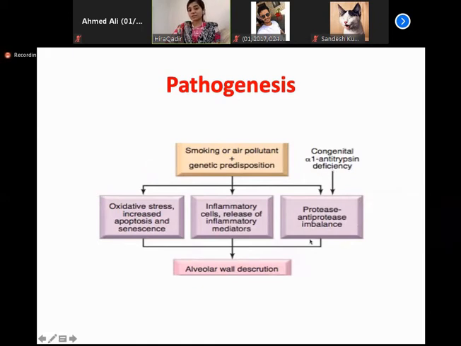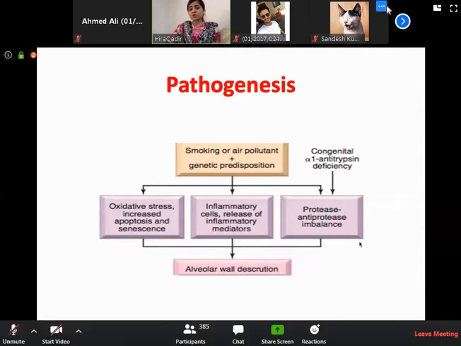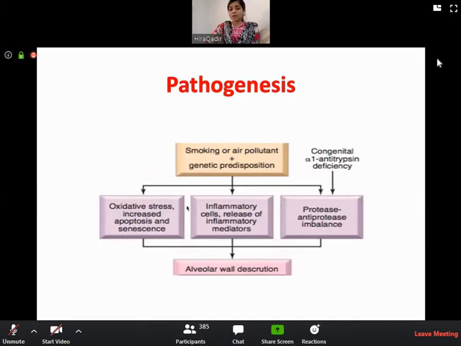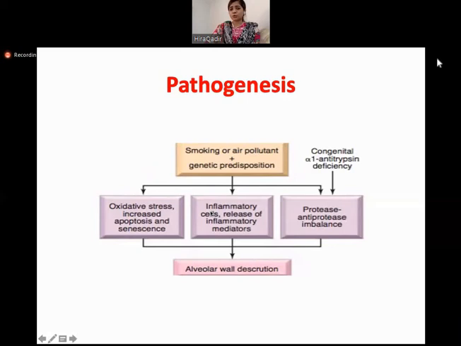This is the congenital cause, and that's why the patient develops this type of emphysema, pan-acinar emphysema. The whole acinus is involved, and usually patients develop it at relatively young ages. And these two causes are acquired causes. Due to smoking or air pollutants, there is ongoing inflammation. So these three lead to alveolar wall destruction.